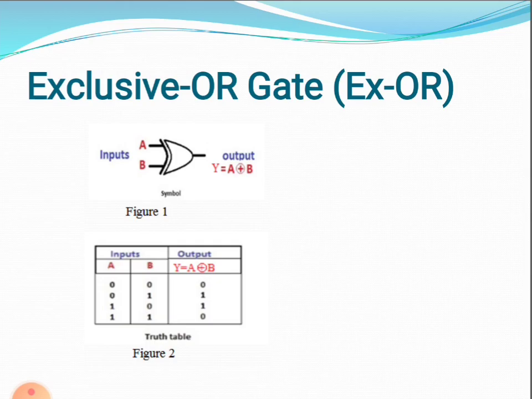Because of its importance, the standard symbol shown in figure 1 is used for this operation, and it is treated as a basic logic element. The truth table of a XOR gate is given in figure 2. This figure 2 shows the truth table.